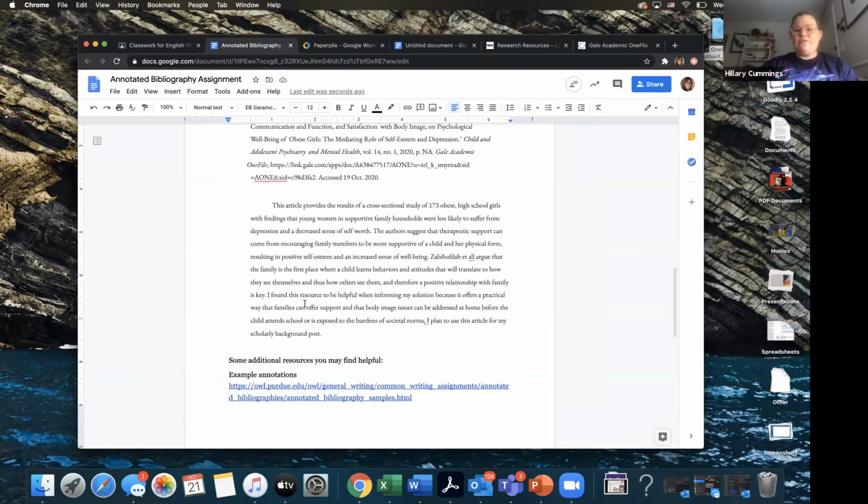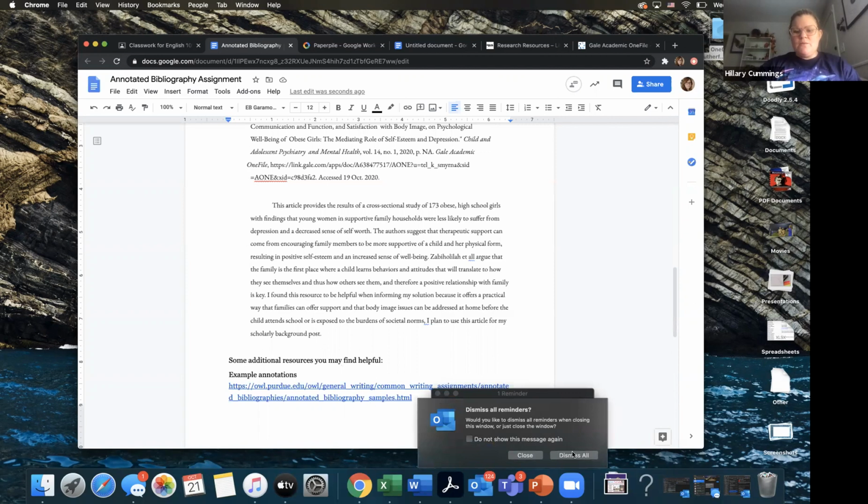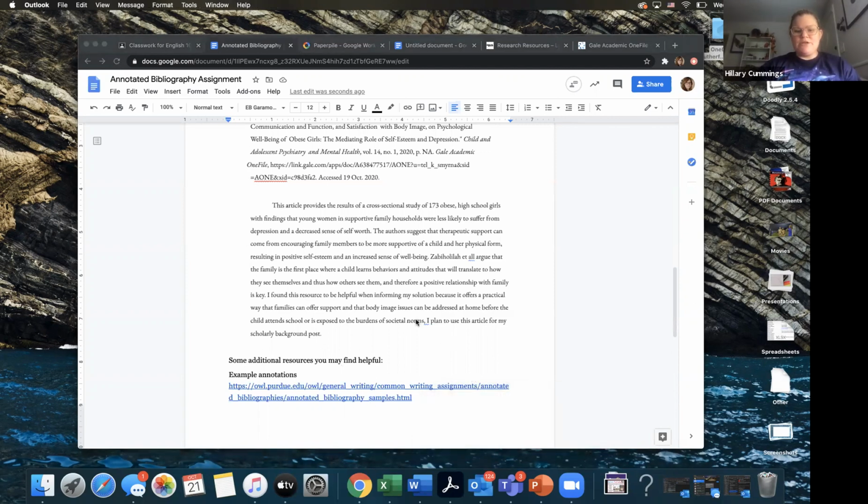And then I give an overview of the article based on what I read in the article. So it provides the results of a cross-sectional study of 173 obese high school girls with findings that young women in supportive family households were less likely to suffer from depression and a decreased sense of self-worth. So I took all of the study and the findings and combined them together into one sentence. You can do this in 1 to 2 sentences if you wanted to.